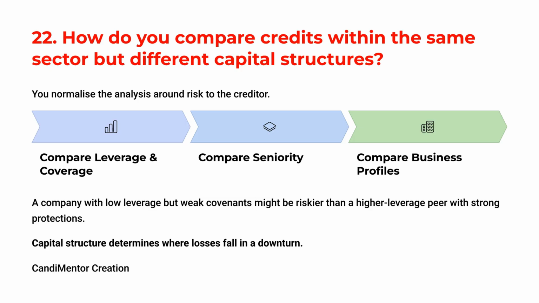How do you compare credits within the same sector but different capital structures? You normalize the analysis around risk to the creditor. First, compare leverage and coverage. Next, compare seniority. Senior secured loans behave differently from subordinated notes. Finally, compare business profiles and event risk. A company with low leverage but weak covenants might be riskier than a higher leverage peer with strong protections. Capital structure determines where losses fall in a downturn.